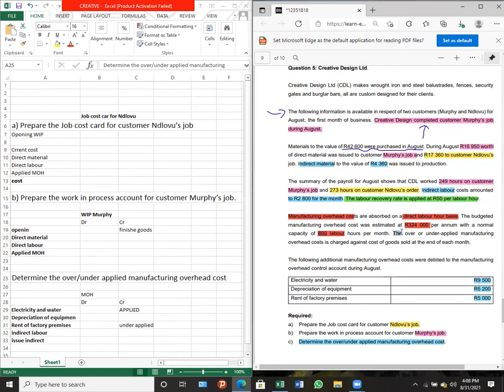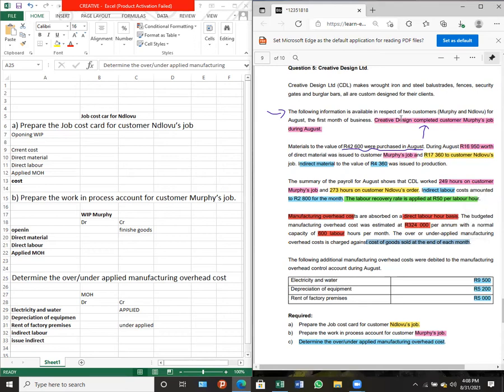If you read here, the over or under applied manufacturing overhead cost is charged against what? The cost of goods sold. And here I try to explain how you adjust. If it's under, you add. If it's over, you less it on the cost of goods sold at the end of the month. Are we together?